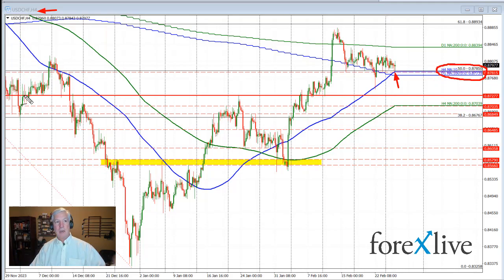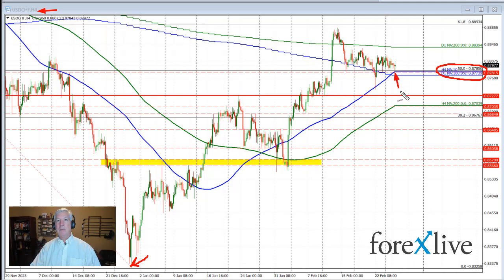Also near that area is the 50% midpoint of a move down from the high price going back to, I don't know, October or September, somewhere back there, and to the low price that we saw right here. And that level comes in right near the 0.8785 level. So this cluster of support from a technical perspective is in play.